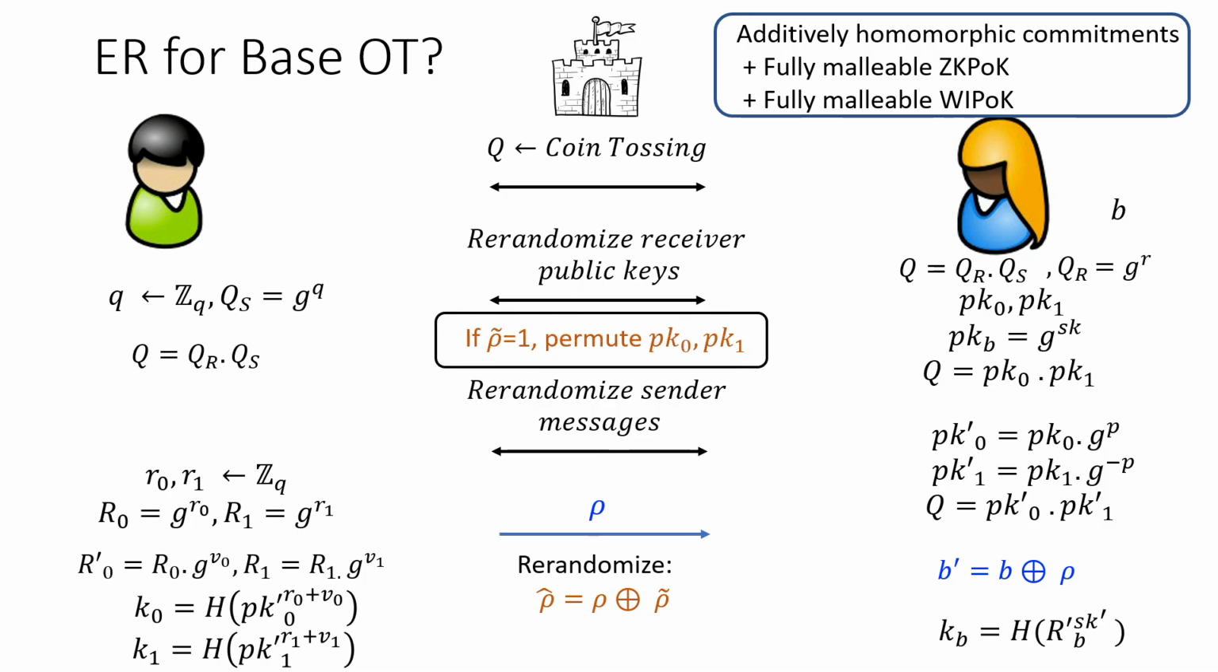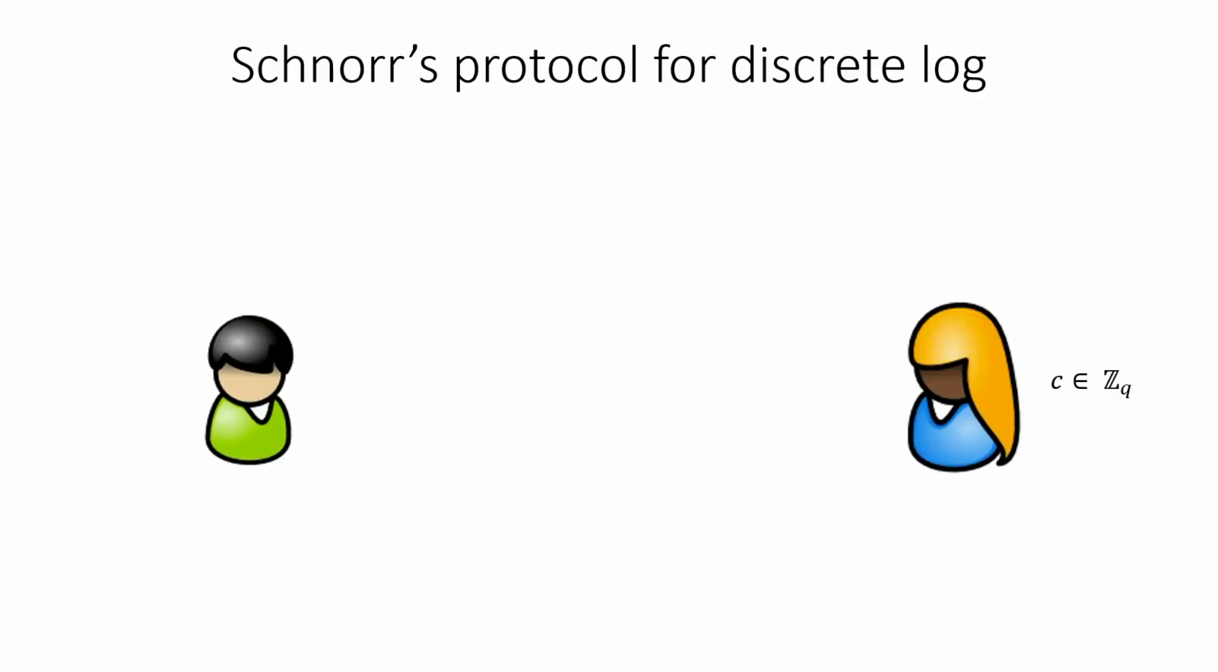And now if rho tilde is 1, then the receiver's choice bit is flipped, and therefore the firewall also has to permute the two public keys PK0 and PK1 in order to maintain correctness of this protocol. And this is something our firewall can do using the fully malleable proof of knowledge. So I'll just say a little bit about our fully malleable protocols.